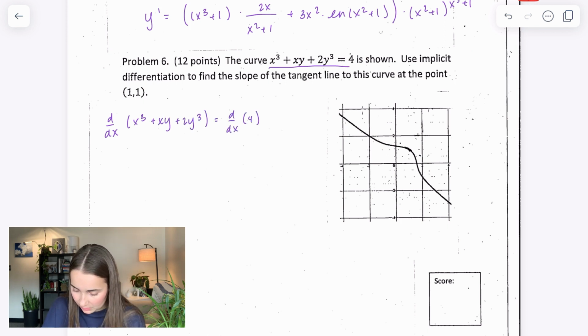Alrighty, so first let's take the derivative of x cubed. That's going to be totally fine because they're the same variable. So we get 3x squared plus. Now we're going to go ahead and have an issue because we have two variables that are being multiplied by each other, which means we're going to have to set up product rule.